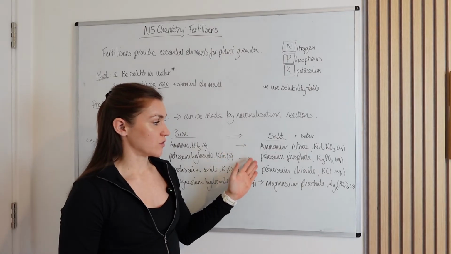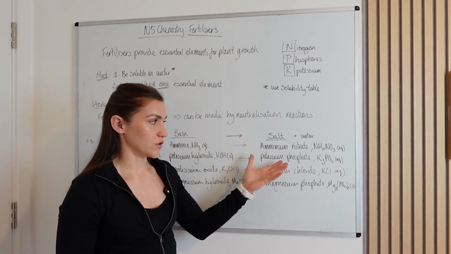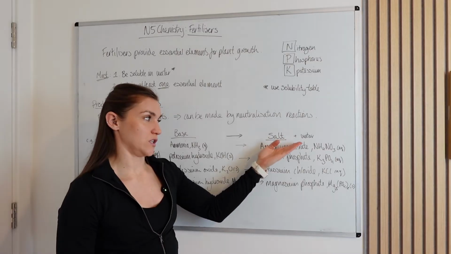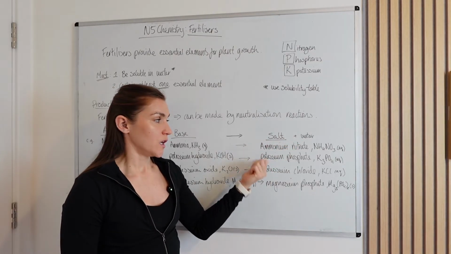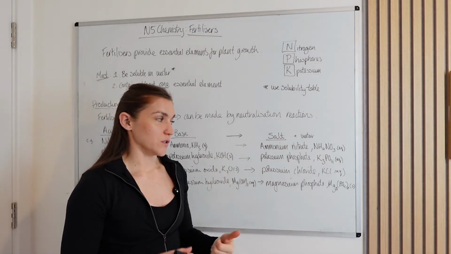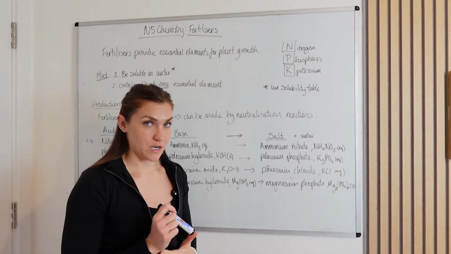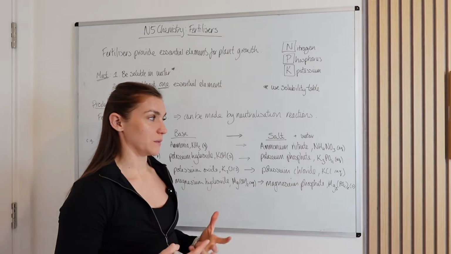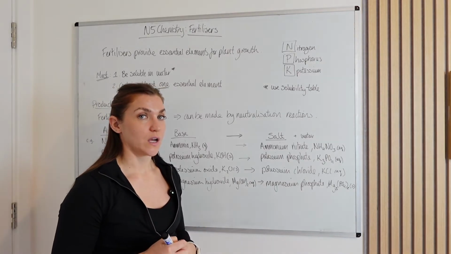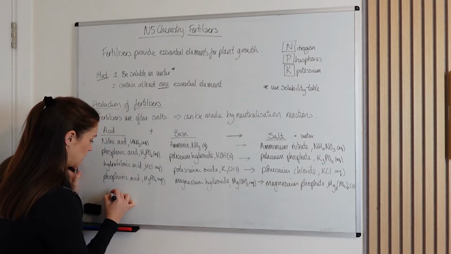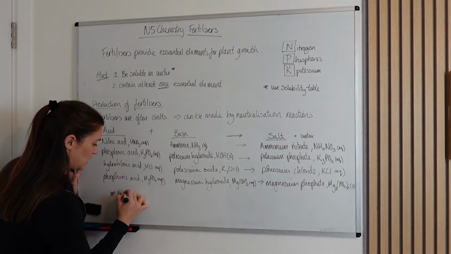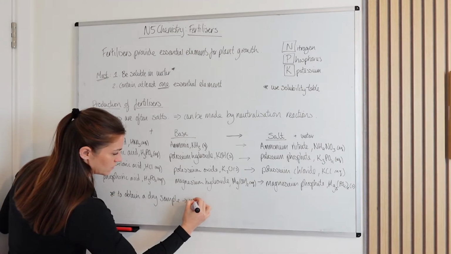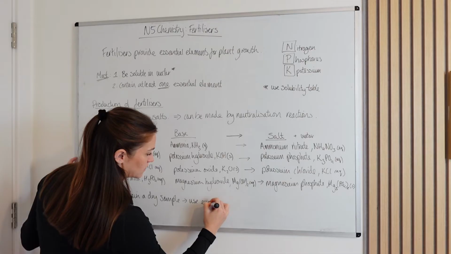Now, because all the salts that are used as fertilisers are soluble, when you produce them in your neutralisation reaction, they are dissolved in water. So to obtain a dry sample of them, we just need to use evaporation. We would evaporate off all the water that's produced, and then we would be left with our dry sample of our fertiliser. So that's just one other thing to remember. To obtain a dry sample, use evaporation.